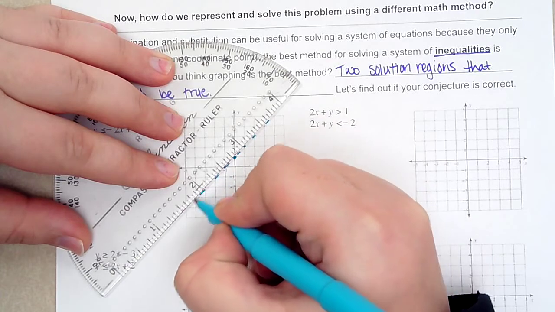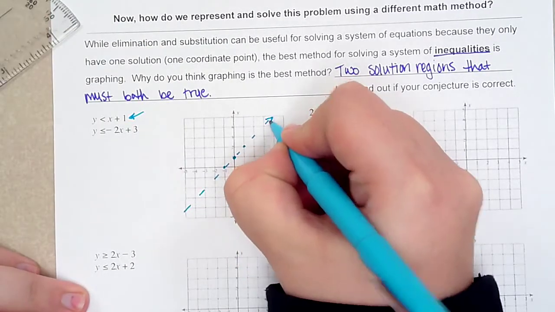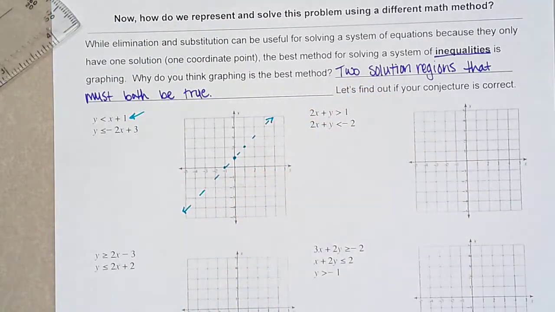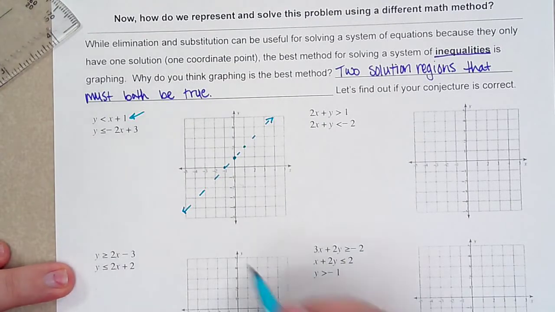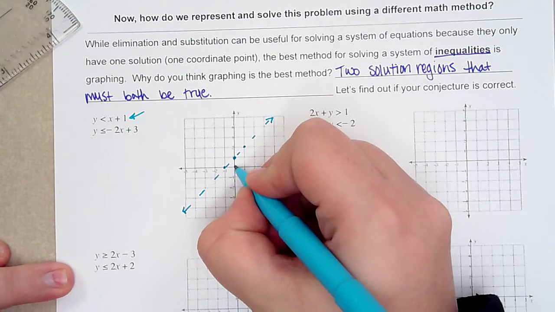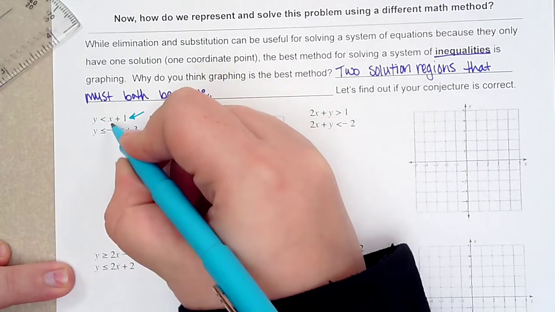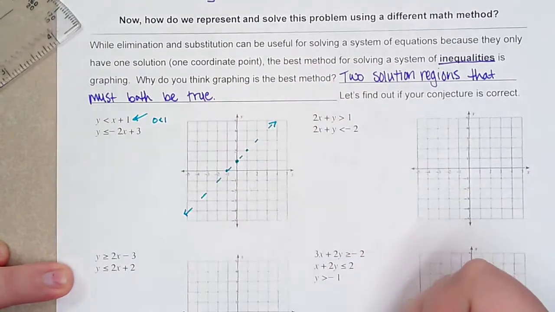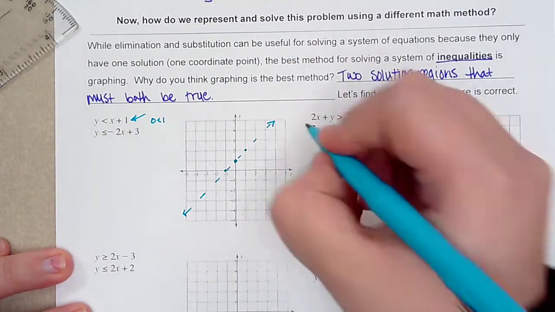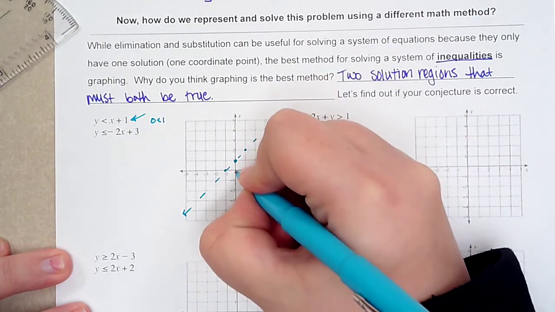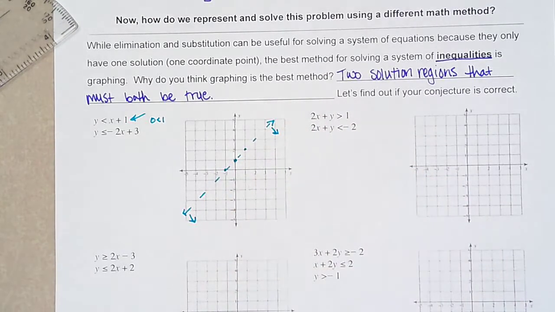There is my dashed line, throw some arrows at each end, and then of course I check a point to see which side I'm going to shade on. So I'm going to check 0, 0, I plug it in. 0 is less than 0 plus 1, which is 1. That is a true statement, so I'm going to shade towards my point, going this way.